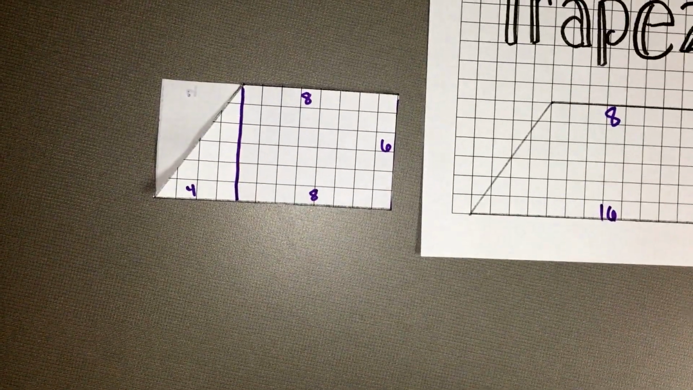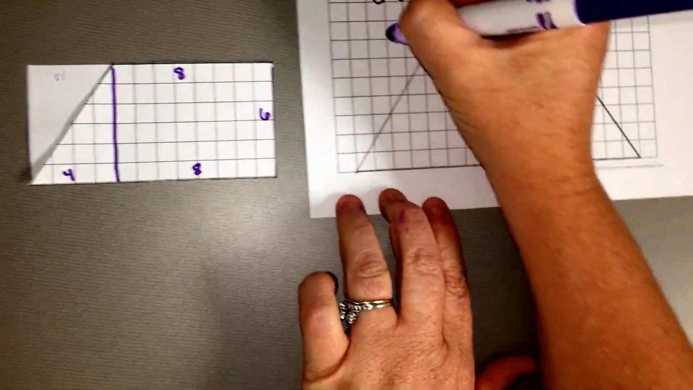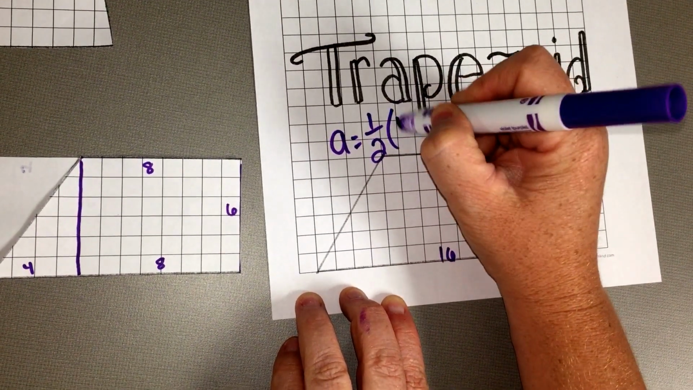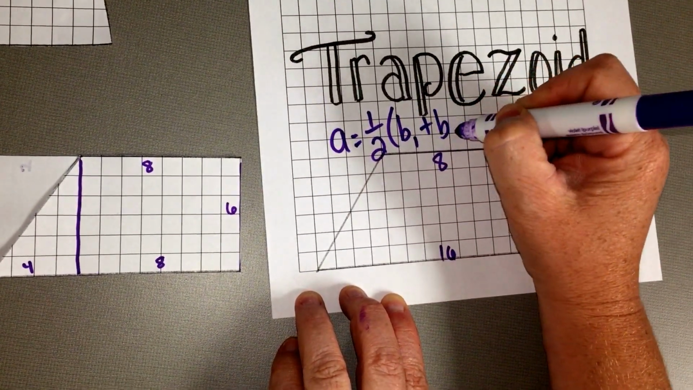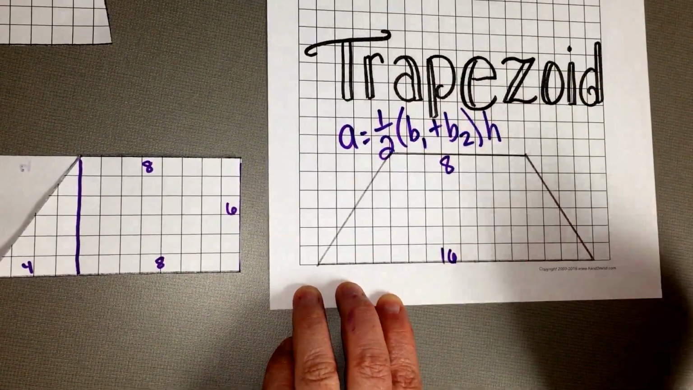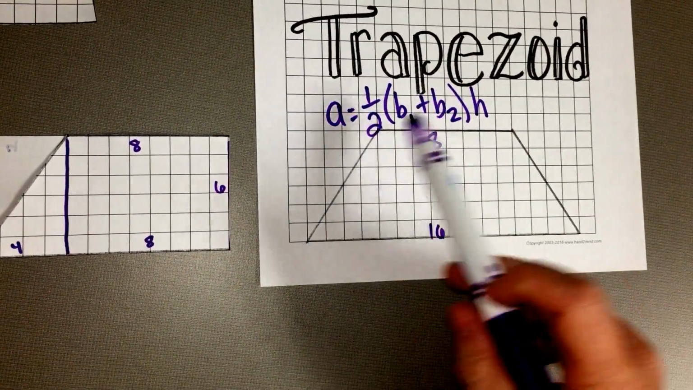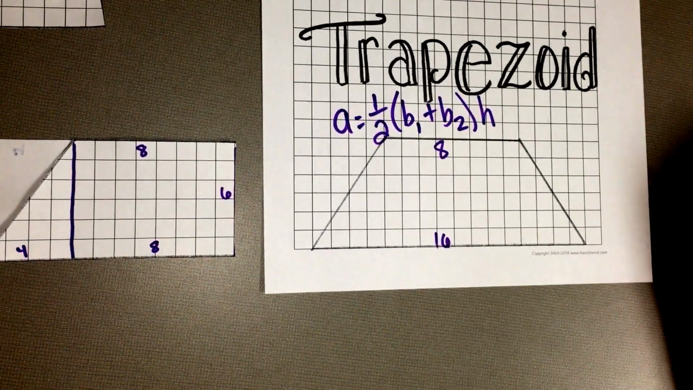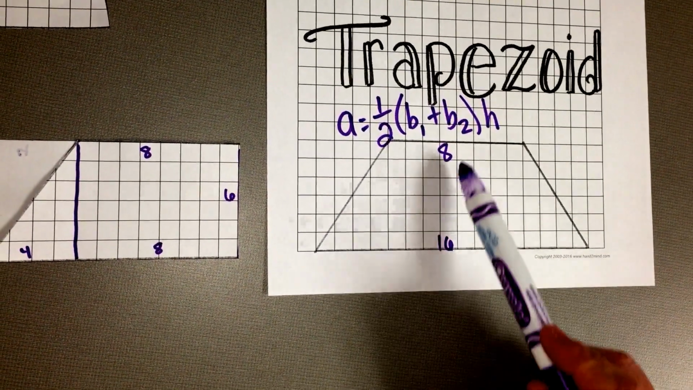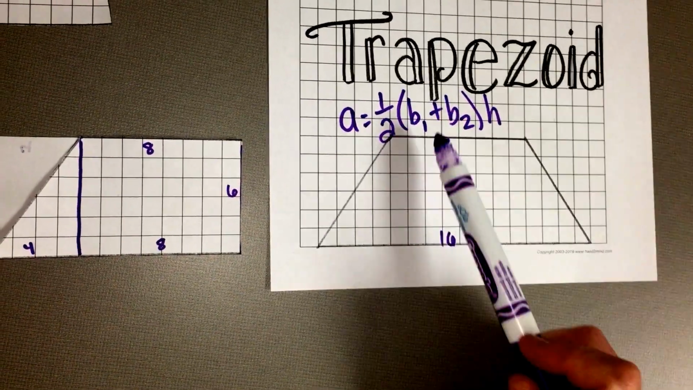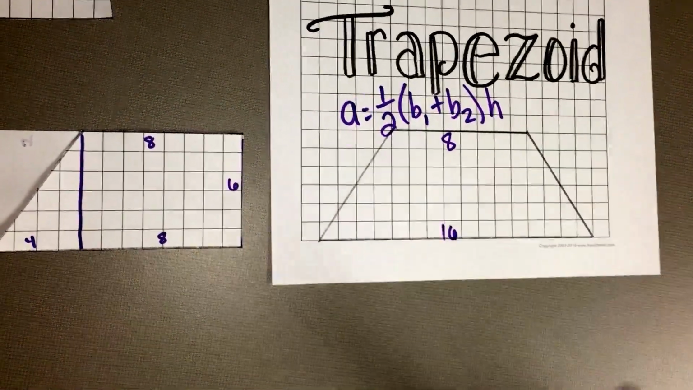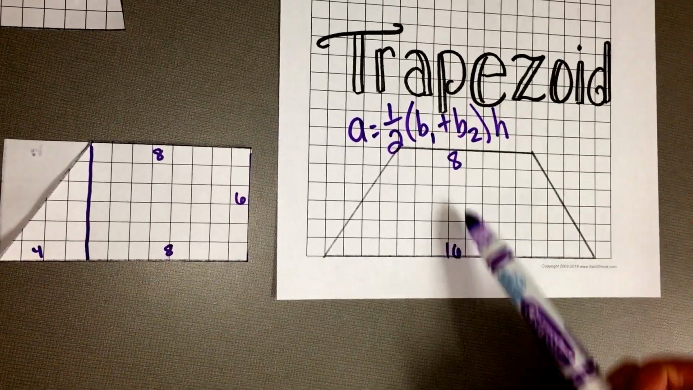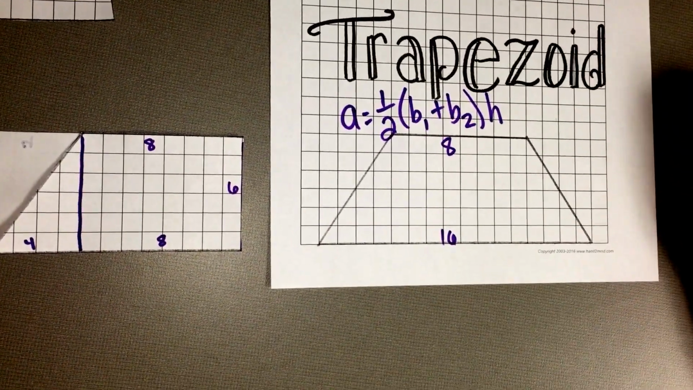Now, how do we do that mathematically? The area of a trapezoid, we take 1/2 of base 1 plus base 2 times your height. Now, this gets really tricky because that looks so crazy, right? That's a lot to understand. Does it matter which one is base 1 and base 2? We have a 16 and an 8. It doesn't matter. All we're doing is adding them. And remember that the commutative property told us we could add them in whichever order we wanted. So 8 plus 16 or 16 plus 8. We have a base 1 and a base 2.